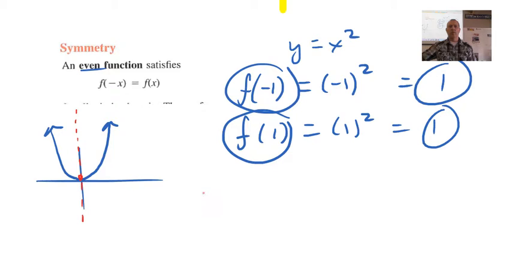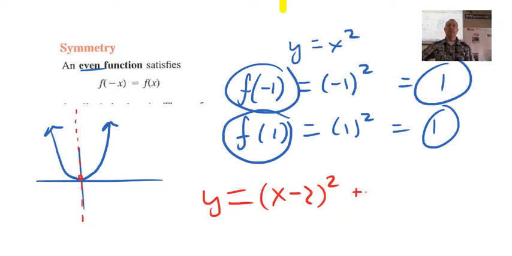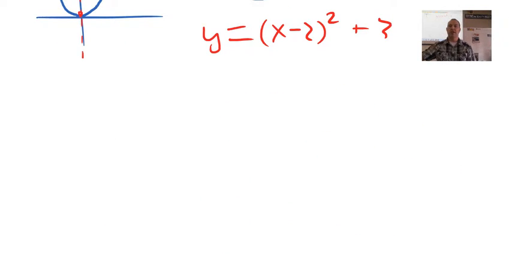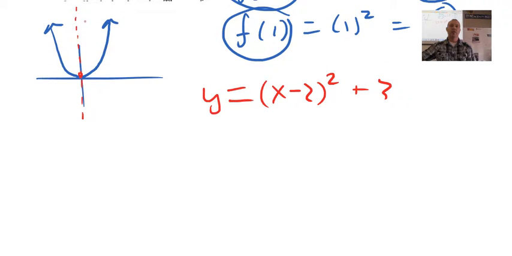Now, what about y equals x squared? Well, let's do x minus 2 squared, and then let's add a 3. Why not? Okay, what about this one? Is this an even function technically? We talked about symmetry, a vertical line of symmetry through the vertex. Is that the complete definition? Is that the symmetry we're talking about?